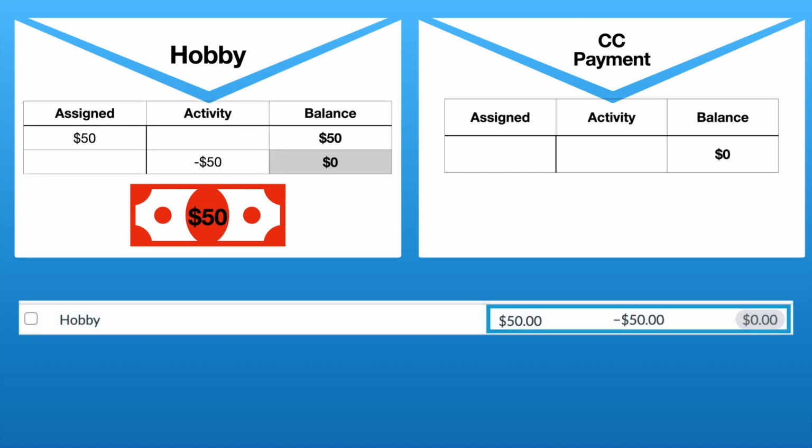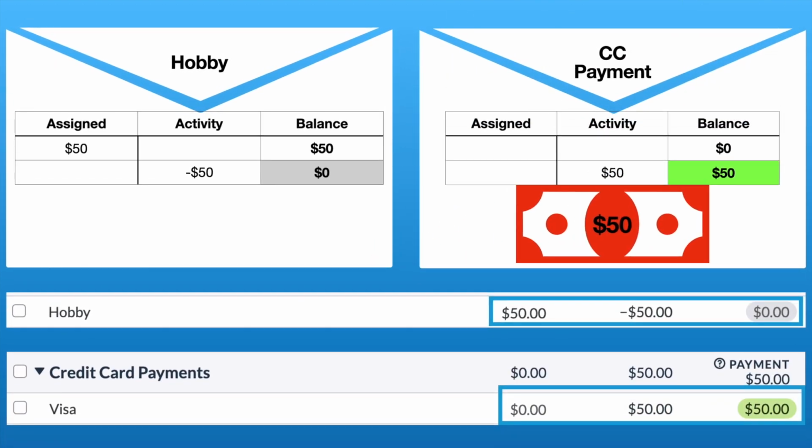The next thing that's going to happen is we record that we've spent $50 on our credit card, let's say our Visa. And what would happen is on our envelope, we would show an activity of minus $50, which means we have no money left in that category of hobby. So 50 minus 50 gives us a balance of 0. But I can see that my credit card still has money in it right now. So what happens is YNAB automatically moves that $50 to our credit card payment category. It records $50 under activity. Now that is funded activity, and that will then have a balance of $50 to pay the credit card.